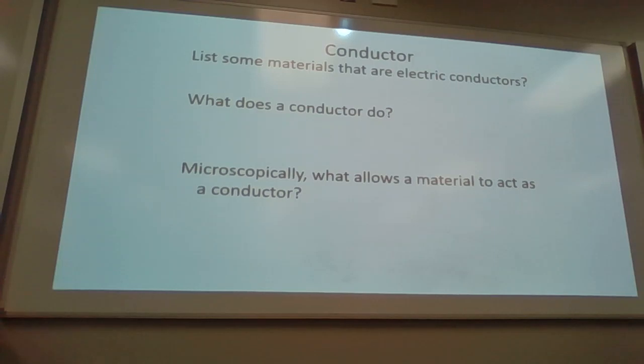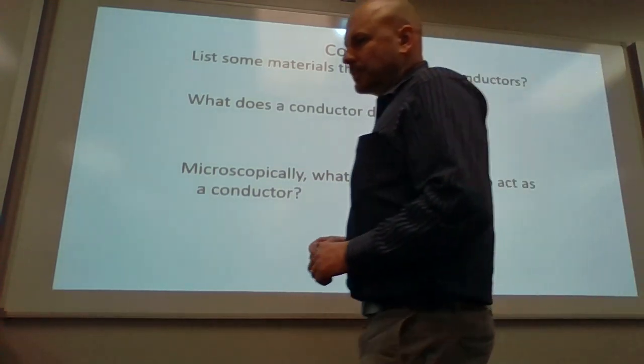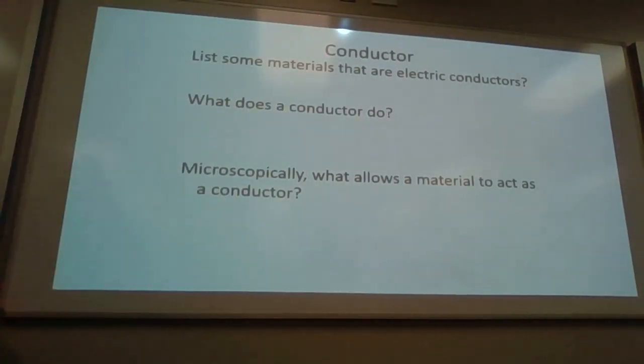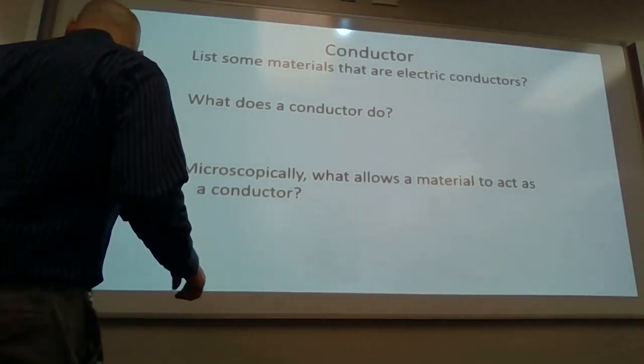All right. So metals. What do they do? Why is it a good conductor? Because they transfer electrons easily. Conductors transfer electrons easily. Okay. Microscopically, why that happens.